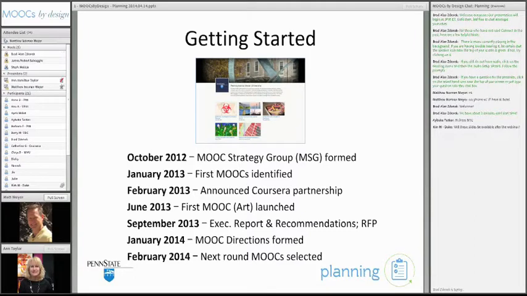They did decide they wanted to continue and do more in the MOOC realm, and so they developed an RFP process, which was how we would decide what MOOCs to do in the future. And we'll look at that more closely later.